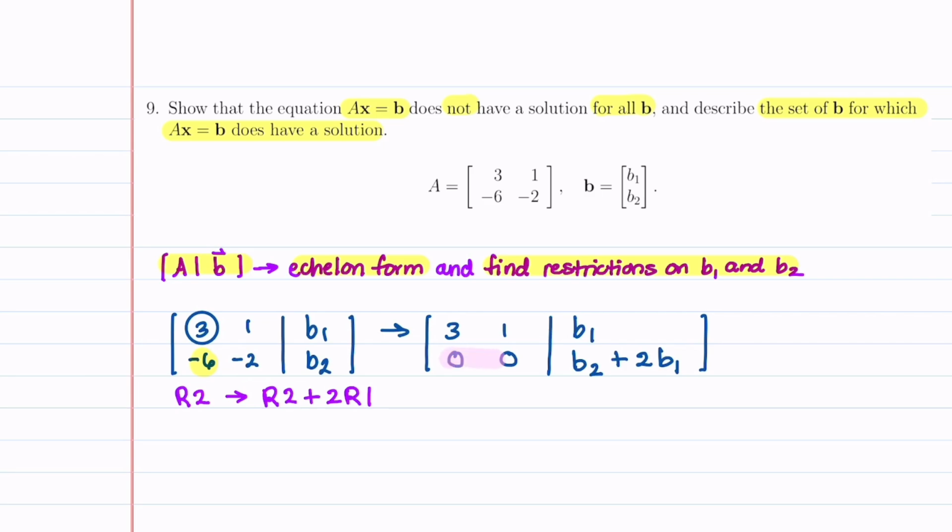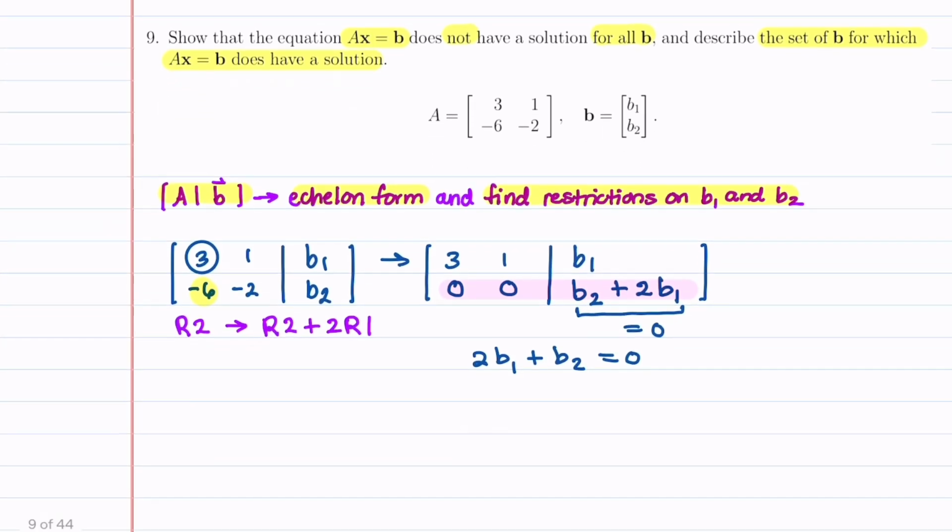Let's now focus on our second row. The idea was we wanted to make sure to find the set of b for which Ax is equal to b does have a solution. So when we look at this pink highlight, we can see that we're only going to have a solution when this is equal to 0. So that's when 2b1 plus b2 is equal to 0.